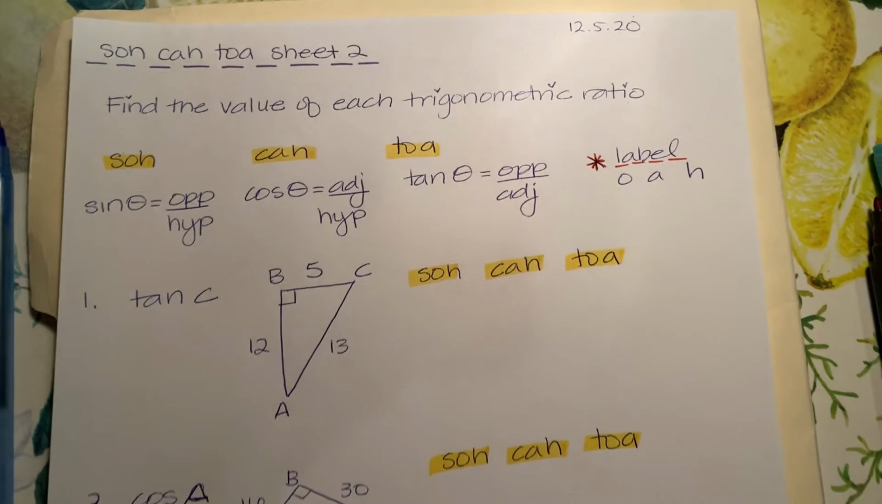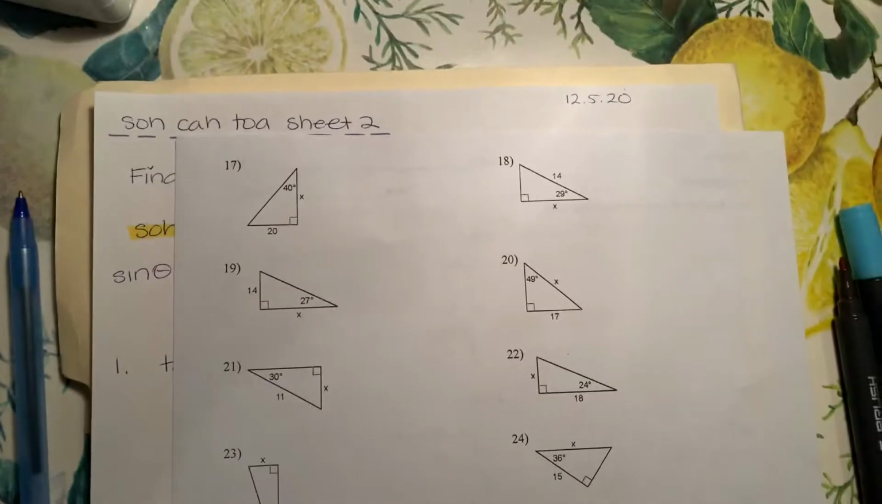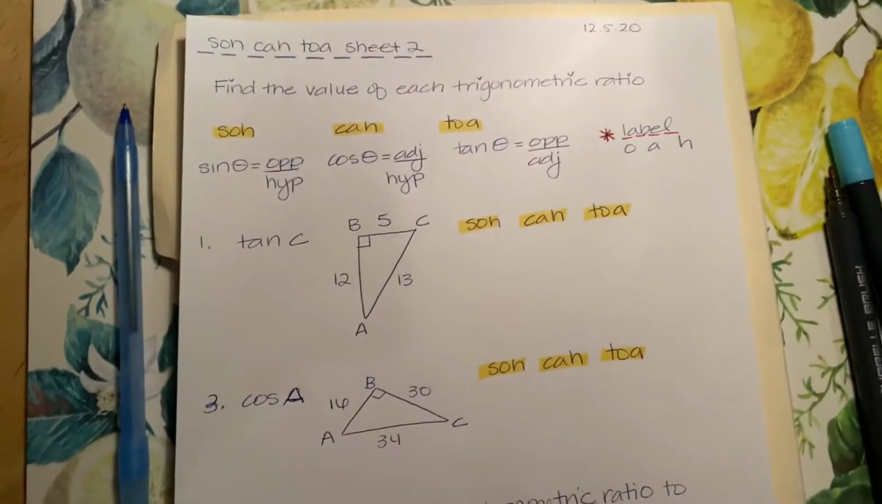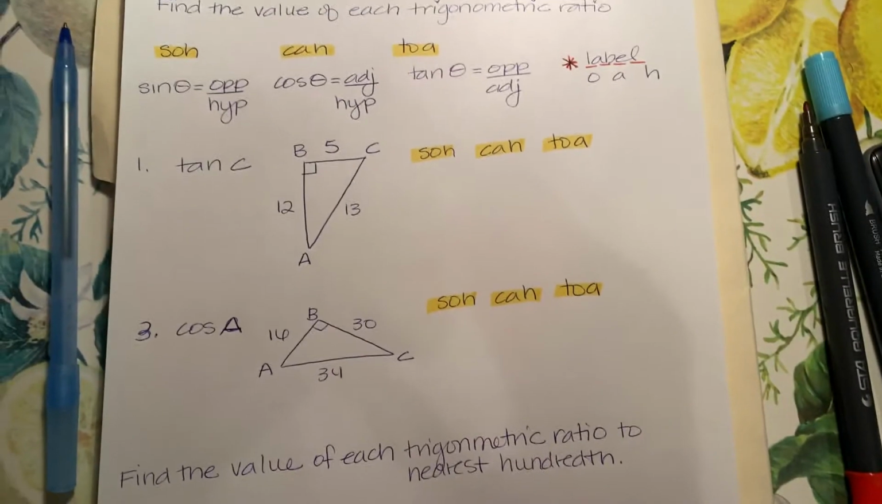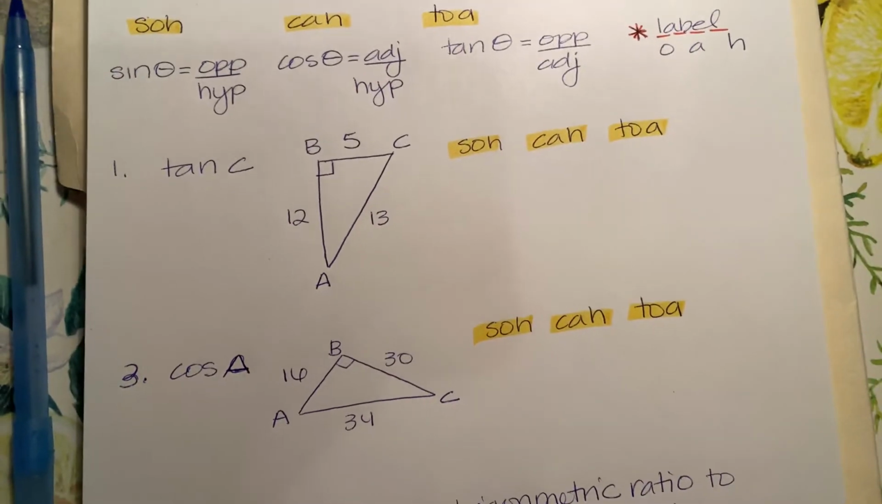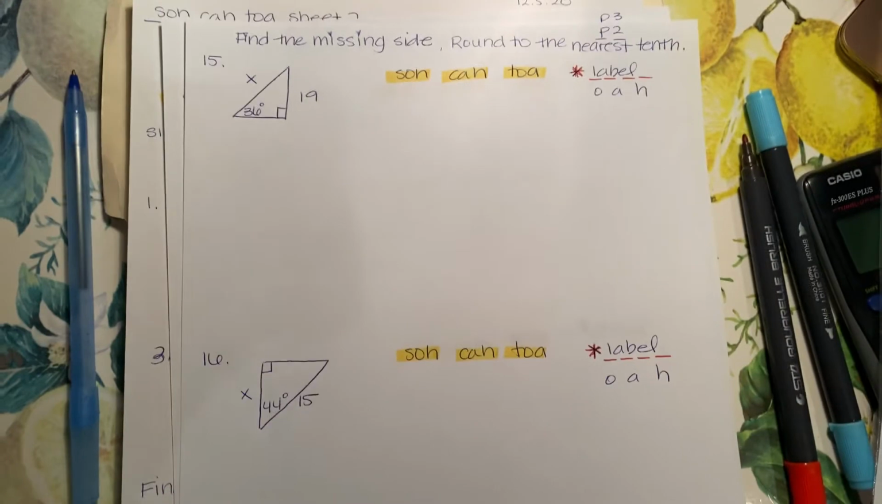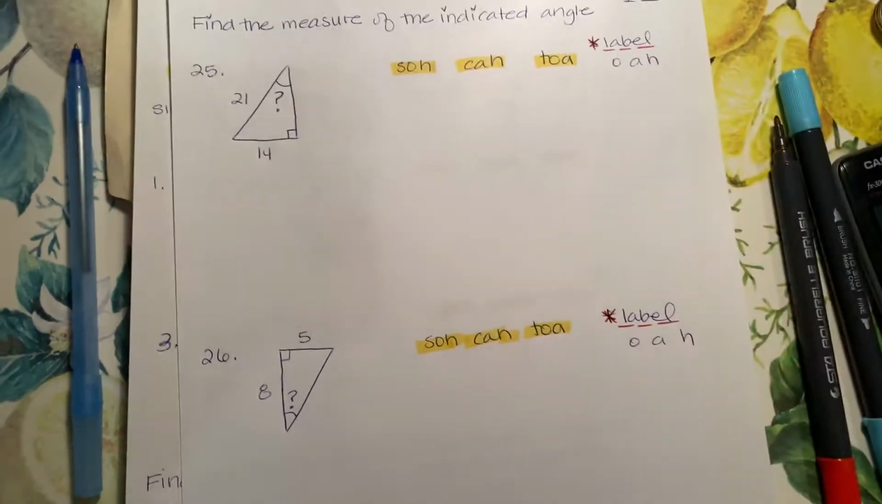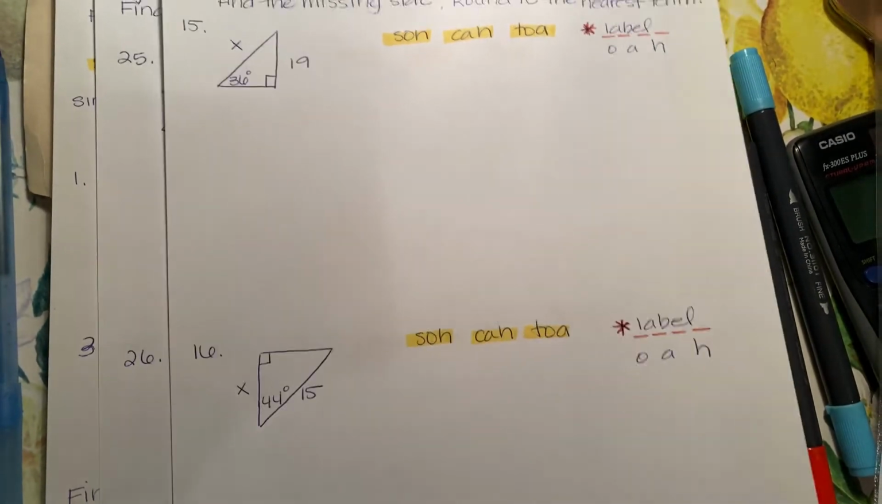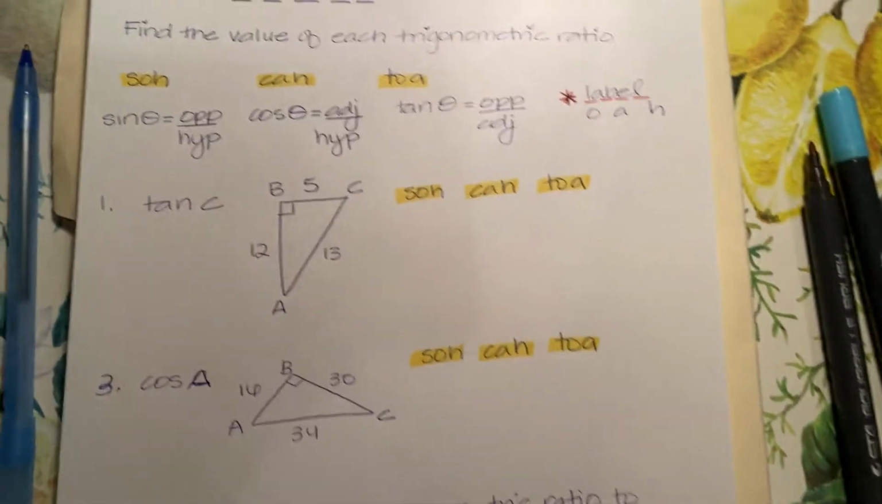Okay, so here we go. It's based off of this worksheet, the PDF that's attached. I'm going to do questions 1 and 3, 7, 8, and 11, and then 15, 16, and 25 and 26. So I'm doing about 2 from each type.